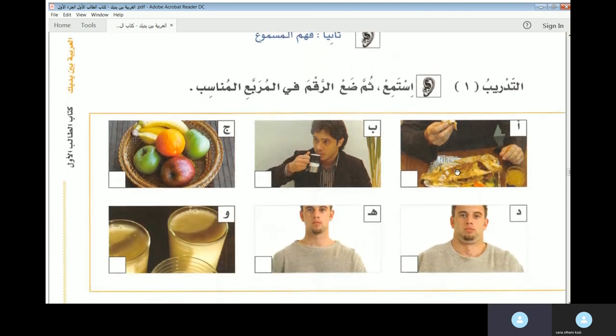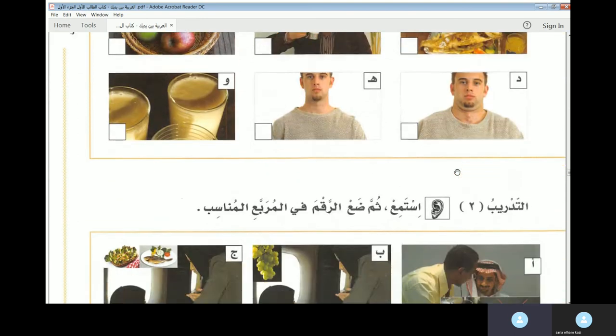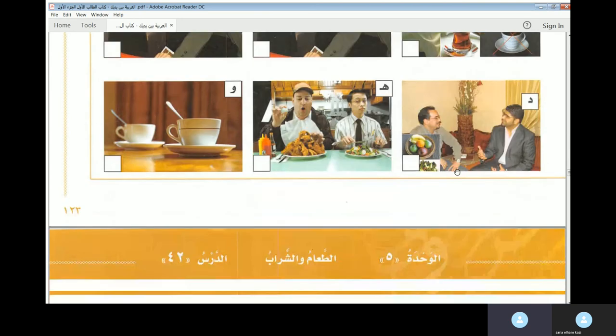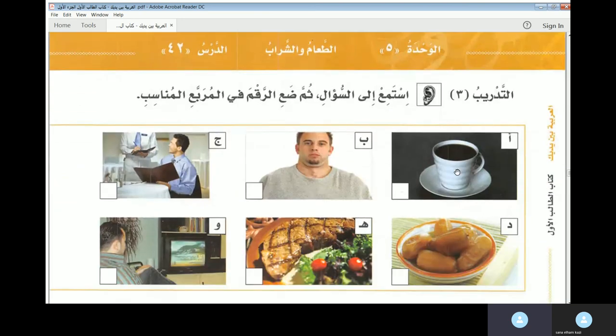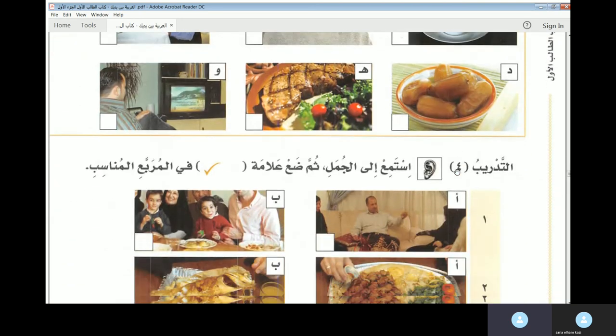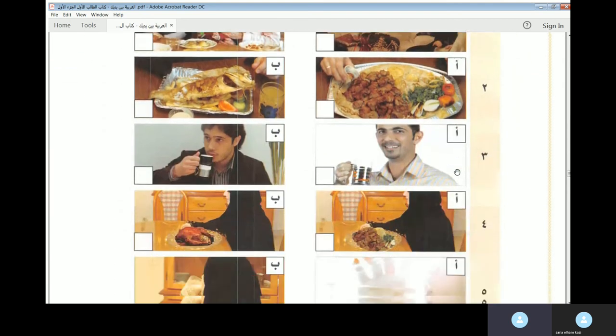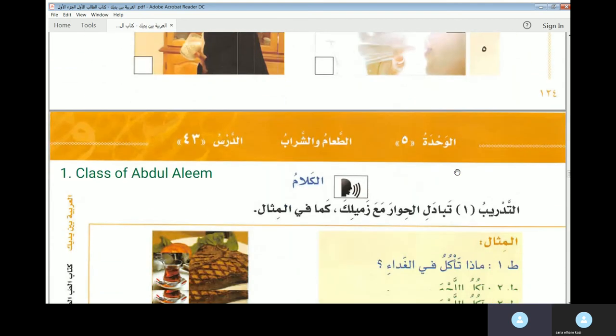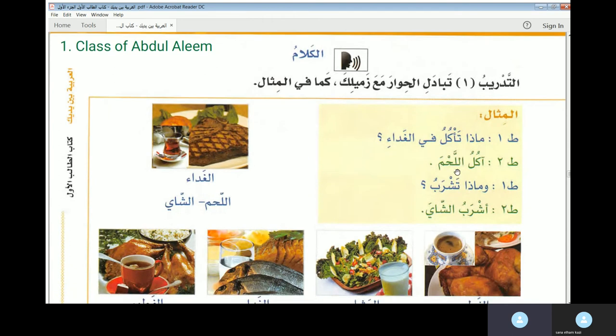Istama summa dar kam fil murabb al-munasib. Al-aswat summa dar kam loke. Istama juna summa dar kam loke. Al-kalam. Al-kalam means speak. Start it.